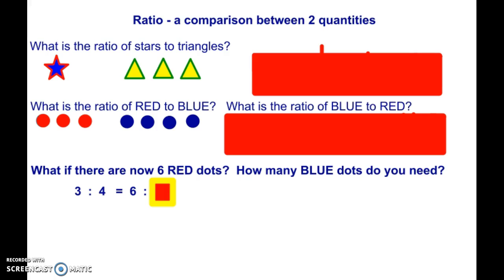Here is a quick introduction to ratios. A ratio is a comparison between two quantities. The first question is, what is the ratio of stars to triangles? You can see there's one star and three triangles.